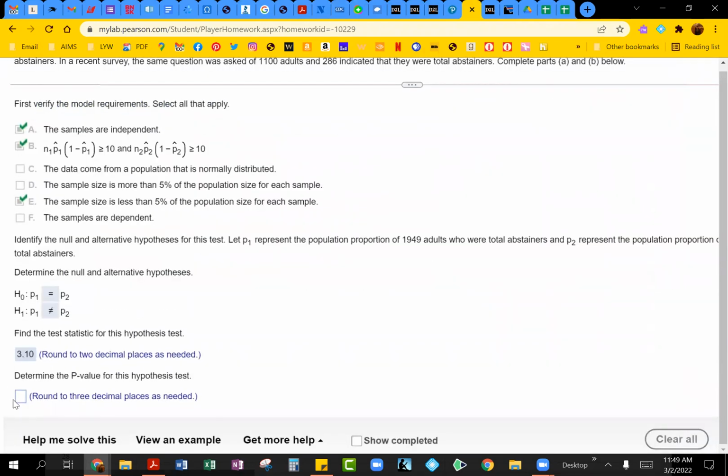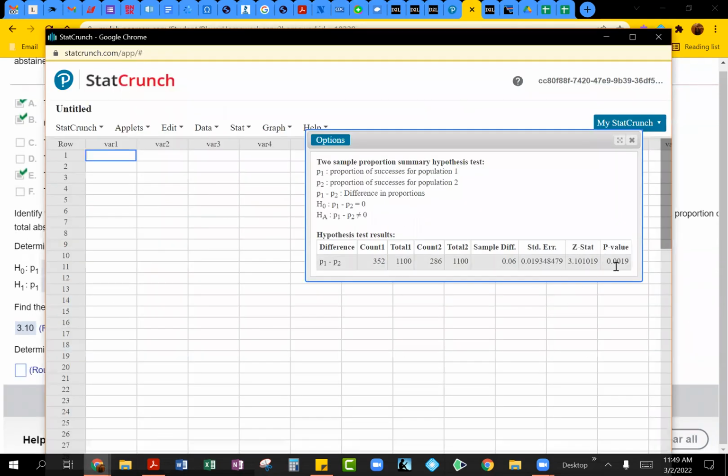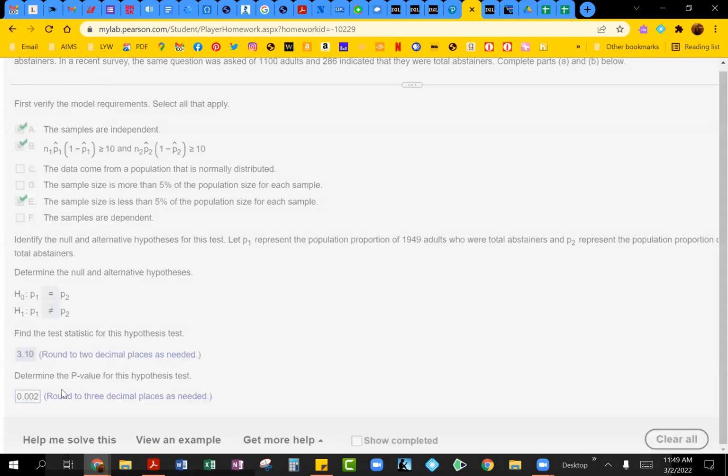Okay. Now, this is where they're asking you for the p-value. And for the p-value, definitely, because the formula is kind of a little interesting when I look at the textbook version, that's why I always stick with StatCrunch for this. So calculate your test statistic and the p-value right over here. So 0.0019, but they only want 3 decimal places. So this will actually become 0.002.